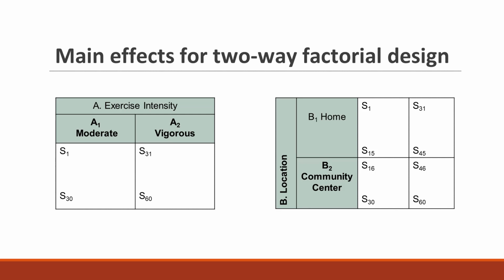The third question addresses the interaction effect between the two independent variables. This question represents the essential difference between single-factor and multi-factor experiments. Interaction occurs when the effect of one variable varies at different levels of the second variable. For example, we might find that moderate exercise intensity is more effective in changing exercise behavior, but only when performed at a community center.